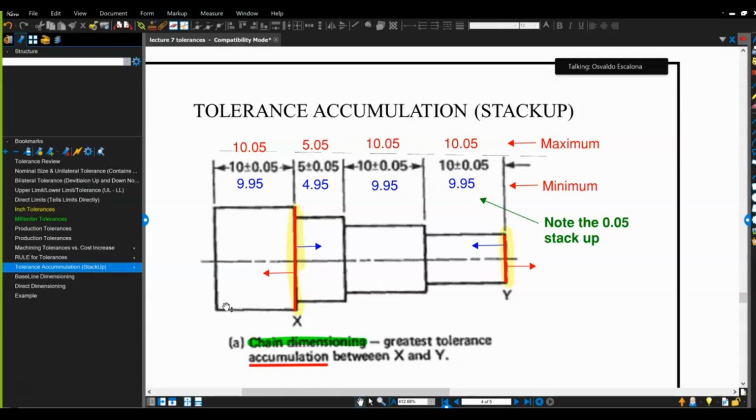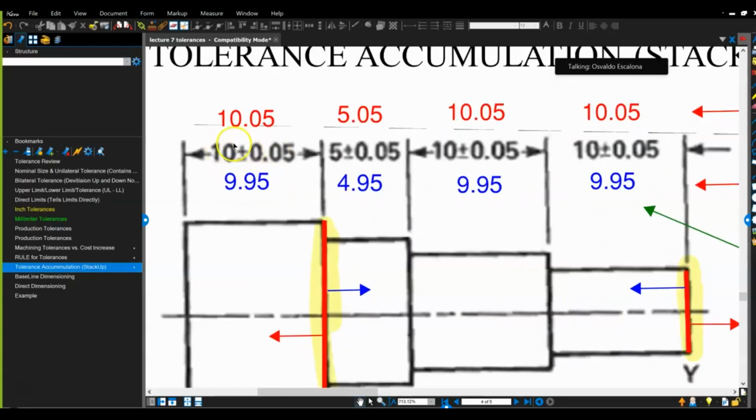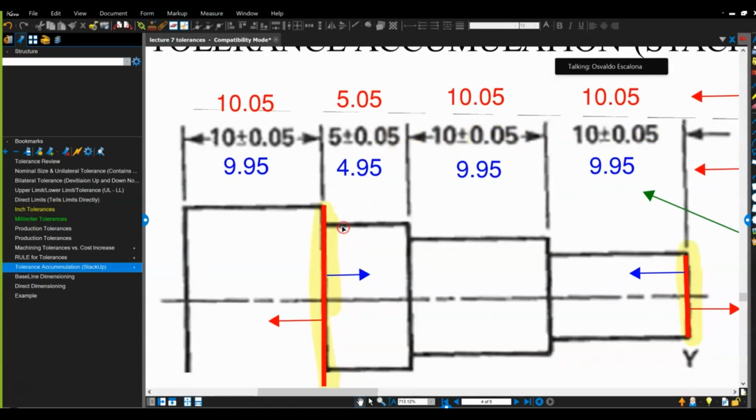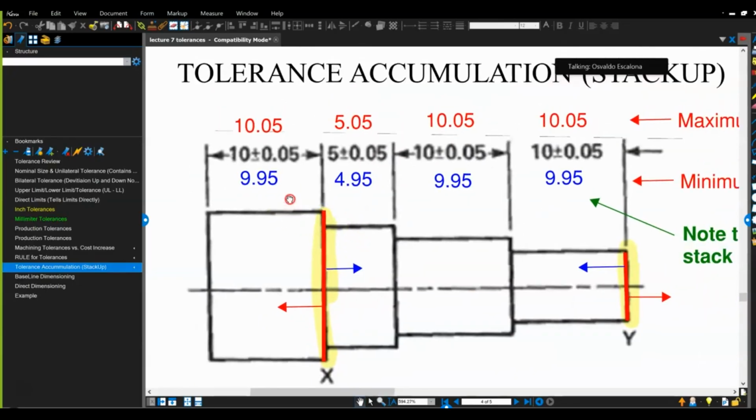What you guys see here is a bunch of chain dimensions. If I were to look at each of the dimensions, I've got 10 plus minus 5, 50 tau, 5 plus minus 50 tau. Well, in this case, it's millimeters, not tau. So you'll notice that I put the upper limit and the lower limit on top and bottom.